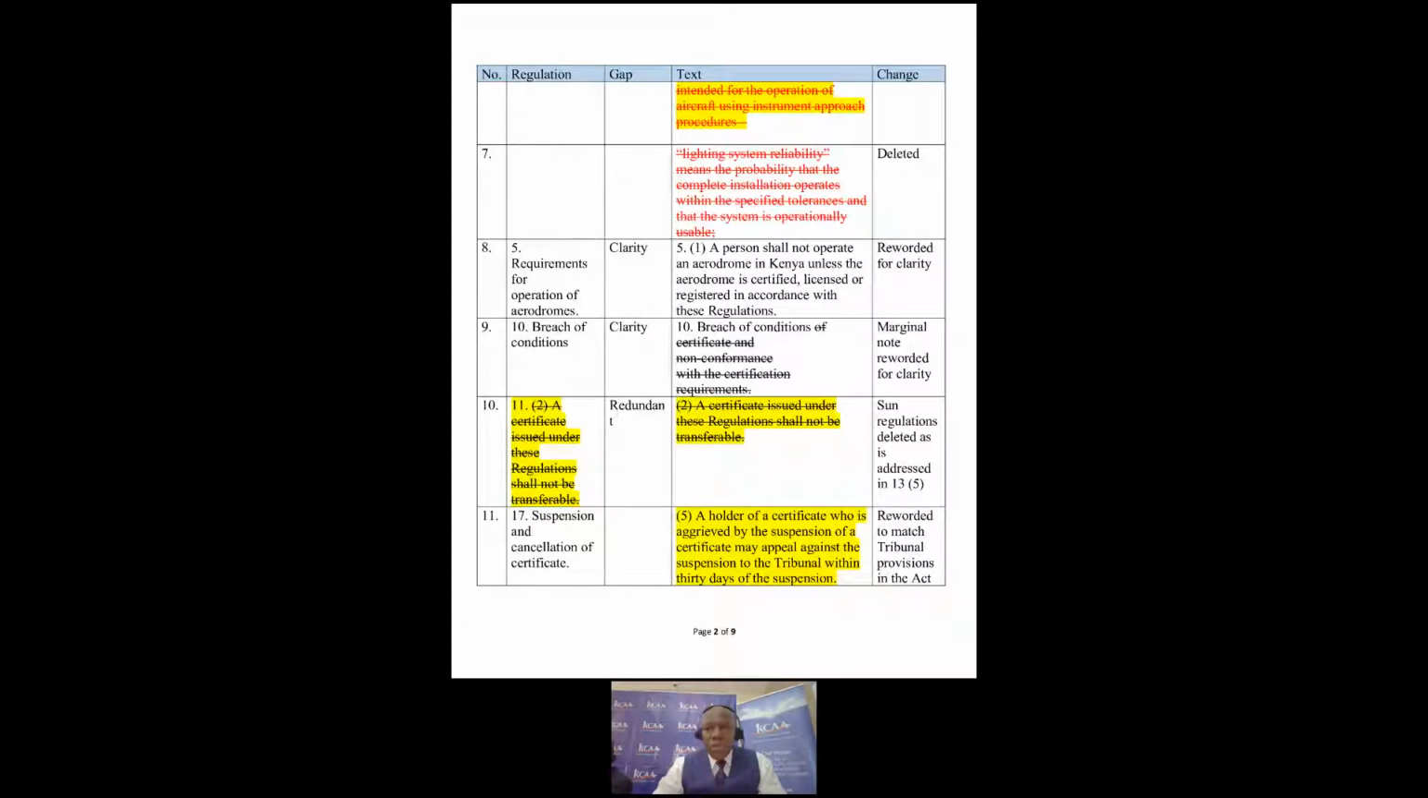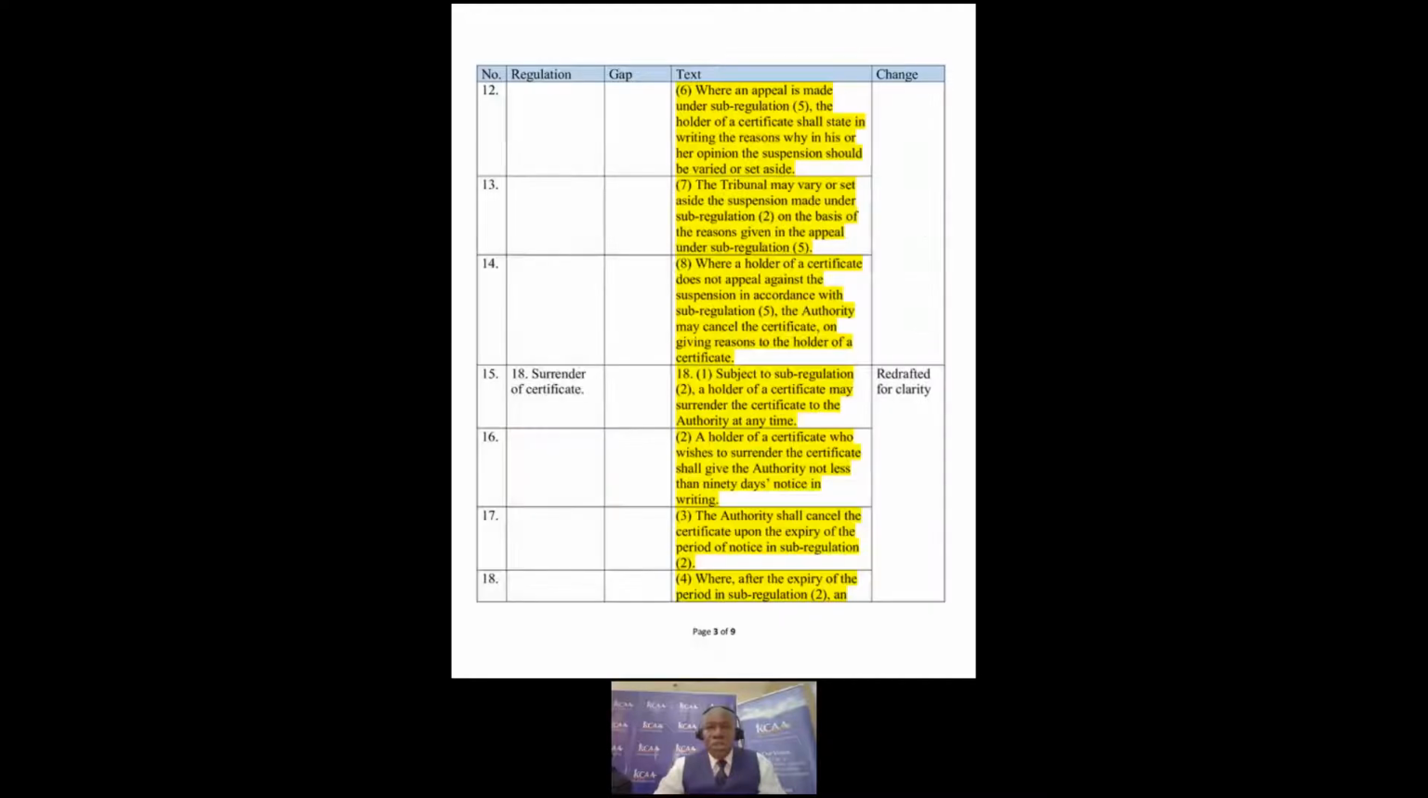We have also reworded Regulation 17 subregulation 5 to match what the Act provides for in terms of tribunal. So we're saying a holder of a certificate who is aggrieved by the suspension of a certificate may appeal against suspension to the tribunal within 30 days of the suspension. So we're just referring those appeals to the tribunal as provided for in the Civil Aviation Act, and that permeates through 6, 7, and 8.